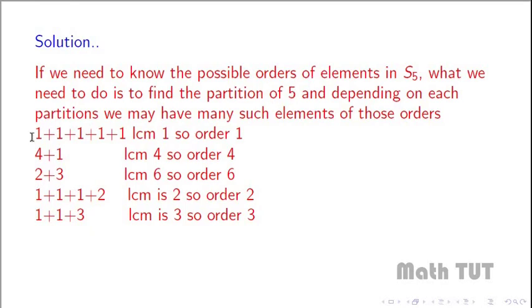We can see that we can partition 5 in all these ways. We can write 1 plus 1 plus 1 plus 1 plus 1, or 4 plus 1, or 2 plus 3, or 1 plus 1 plus 2, or 1 plus 1 plus 3. And with the help of these, we are going to find the order of the elements.